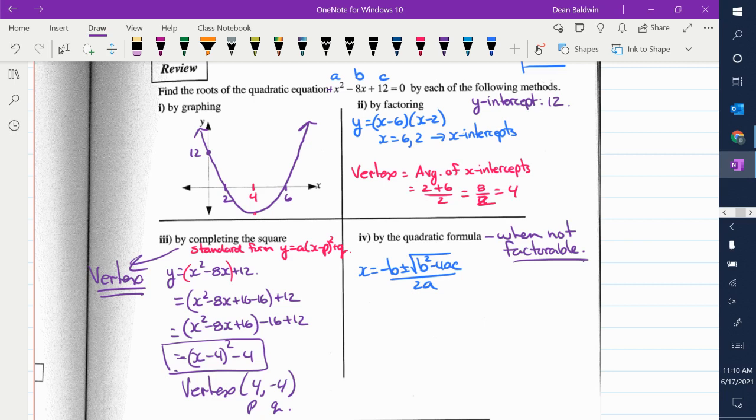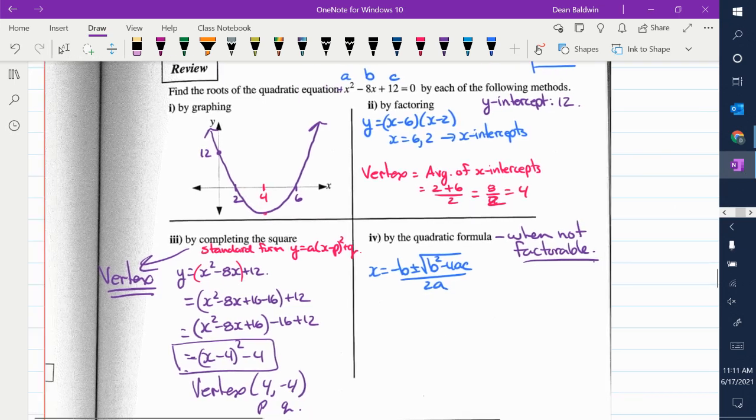So I'll let you plug it into the formula. I'll do it as well, and we'll see if we get the same answers. We should get 2 and 6, right? This should give us the x-intercepts, because it's like factoring. So we should get 2 and 6. Let's see if it works. I hope it does.